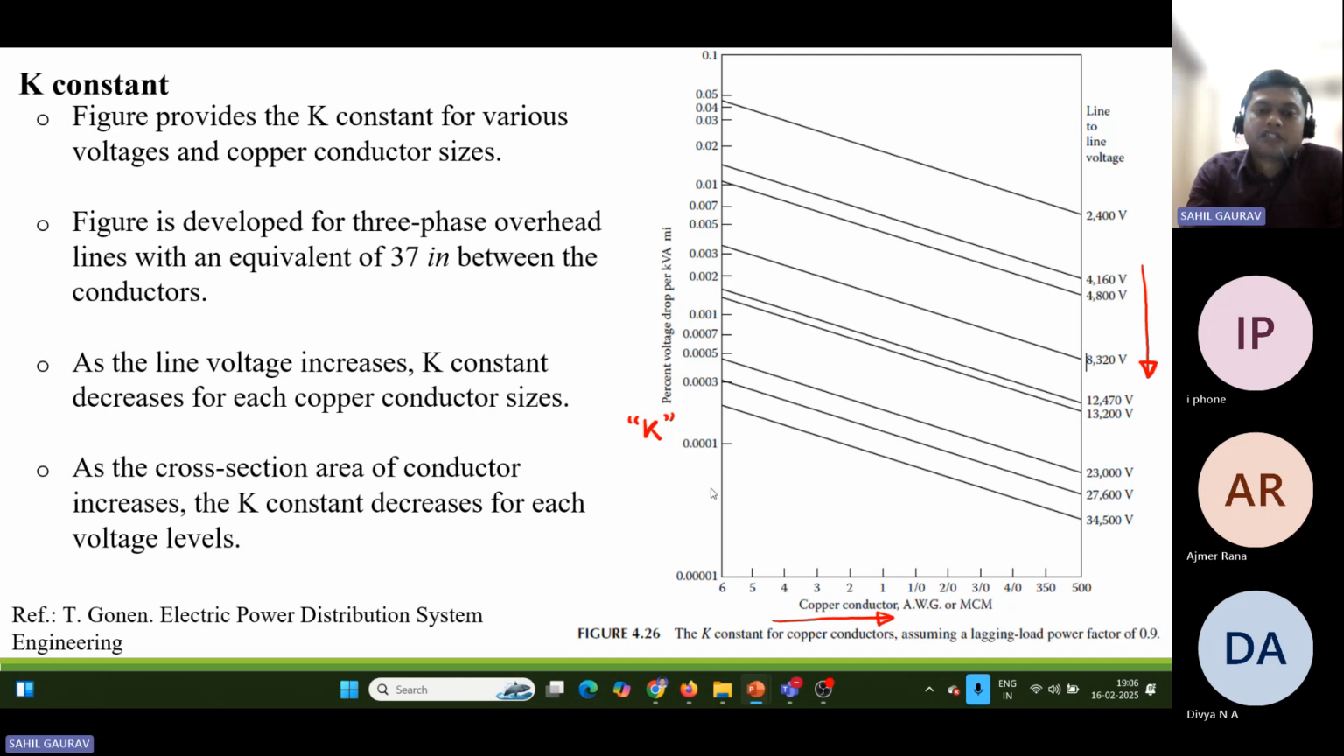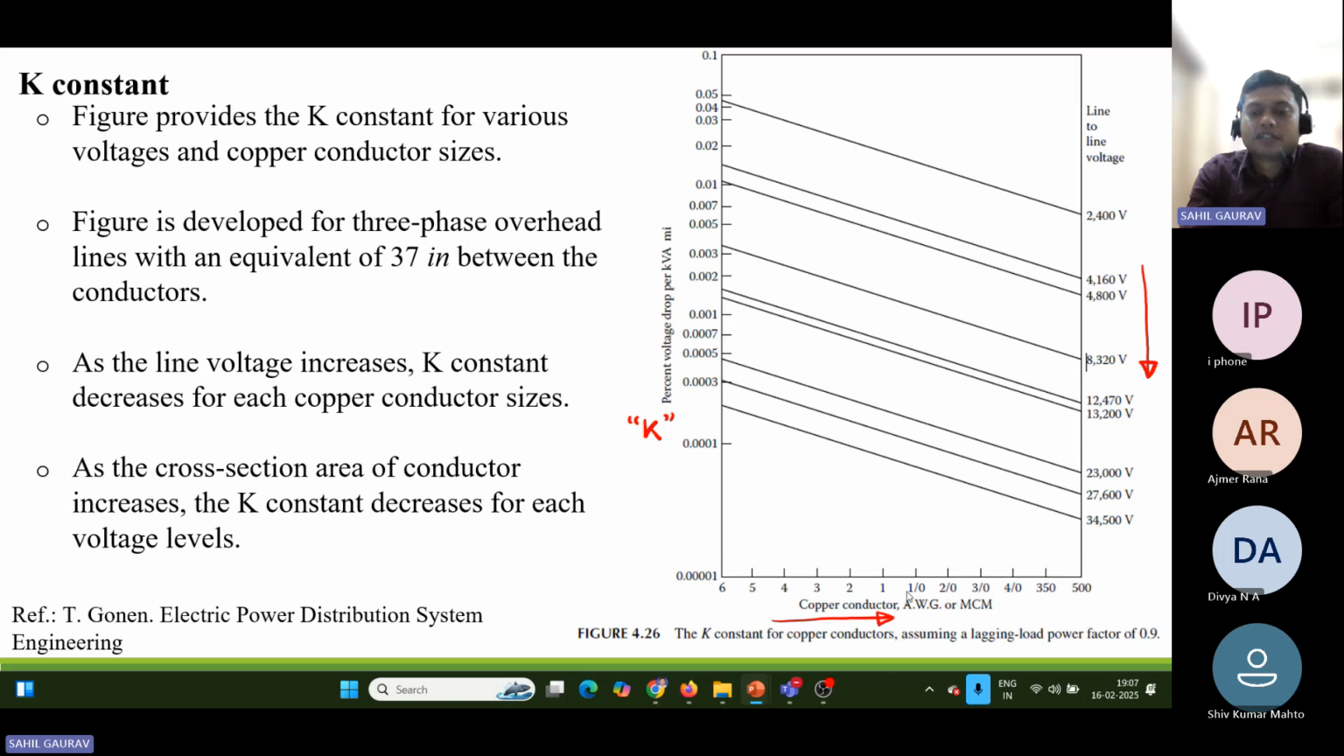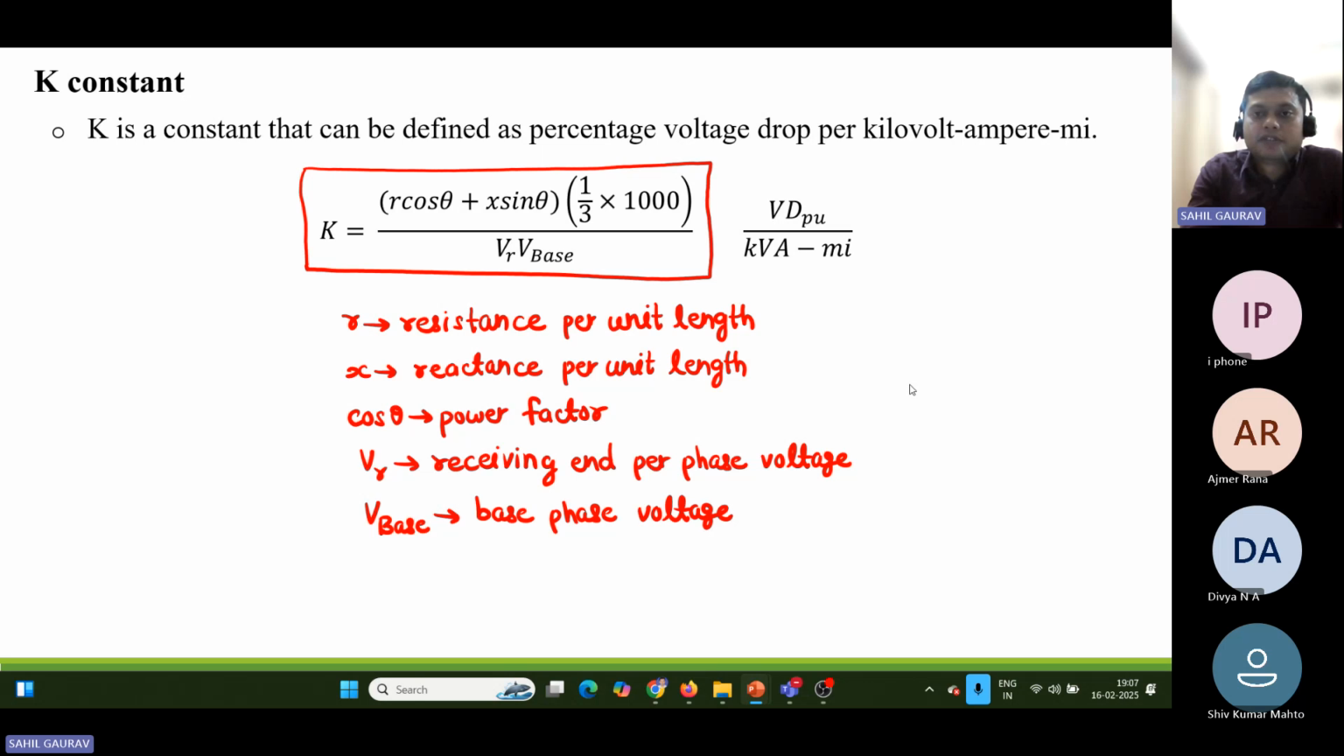So from this figure you can clearly understand the significance of the K constant. The K constant decreases upon increasing the voltage level and upon increasing the cross-sectional area of the conductor. This K constant is basically the voltage drop per unit per kVA mile. So the K constant is the percentage voltage drop per kilovolt ampere mile.